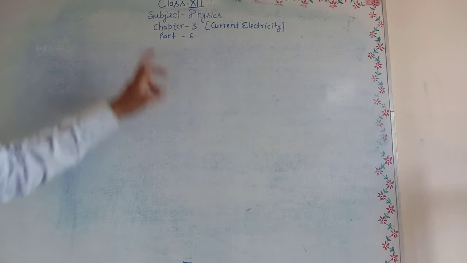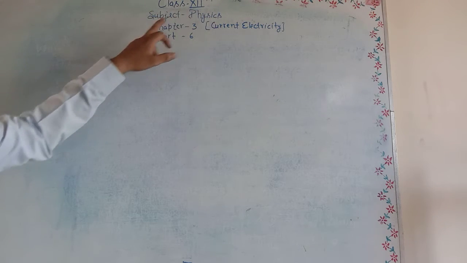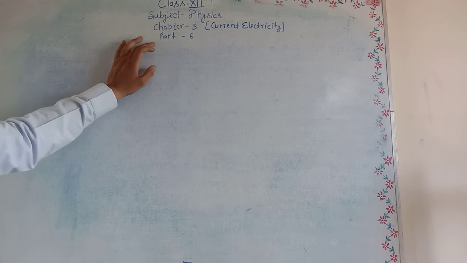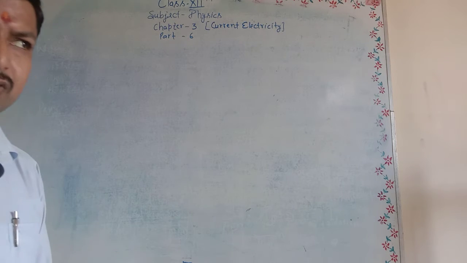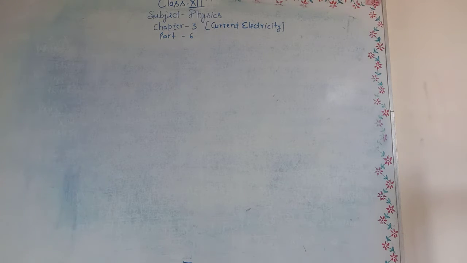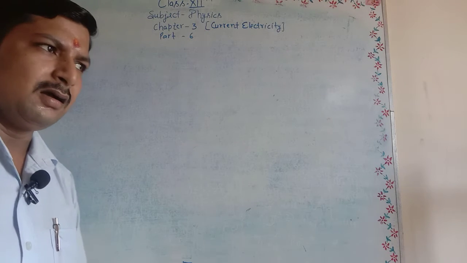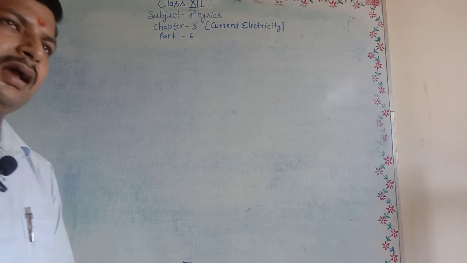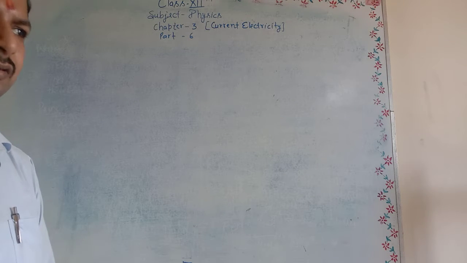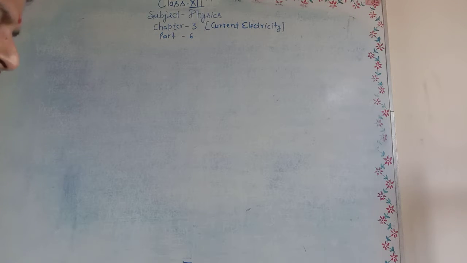Dear student, this video is for class 12th, subject physics, chapter number 3, current electricity. This is the sixth part of this lesson. Dear student, in the previous video we discussed Kirchhoff's circuital laws, the Kirchhoff loop law and junction law, the Wheatstone bridge and the meter bridge, and how to find the specific resistance of a conductor by the meter bridge. Today we will discuss the potentiometer.